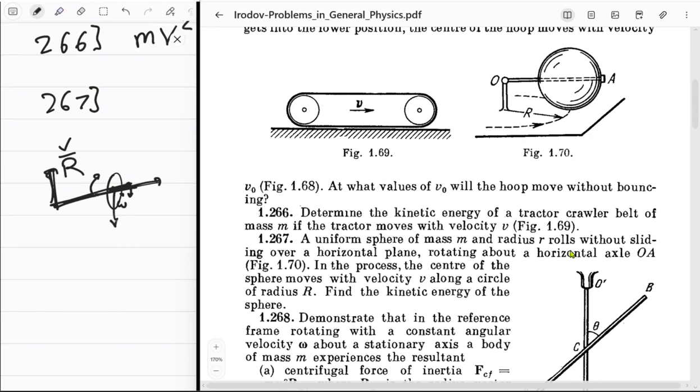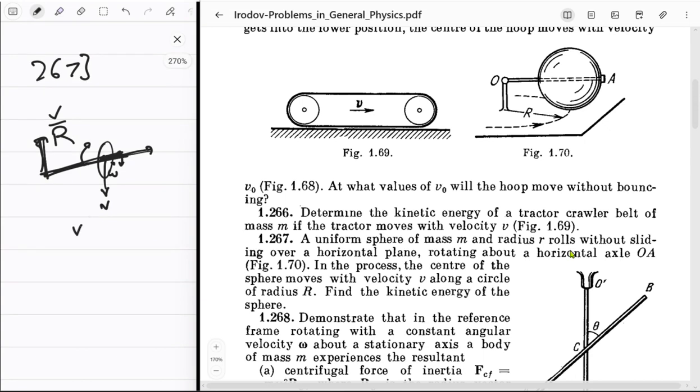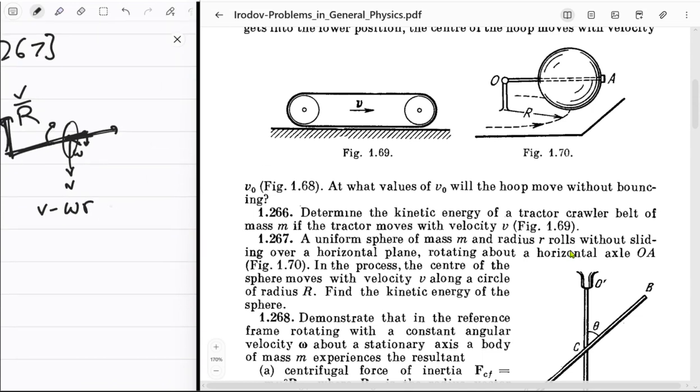And then it's moving at velocity v. If that omega vector is omega, then we have v minus omega times this distance, which is small r, and that is equal to 0 because this point is stationary in the ground plane. That makes sense?